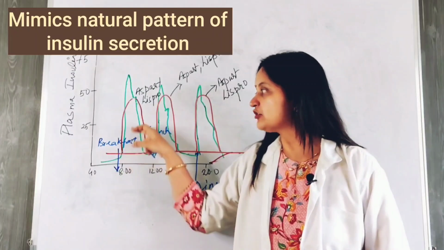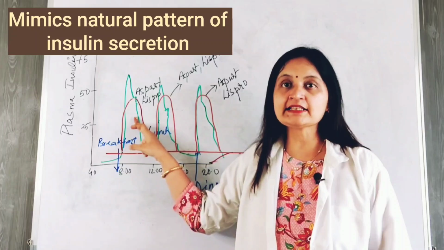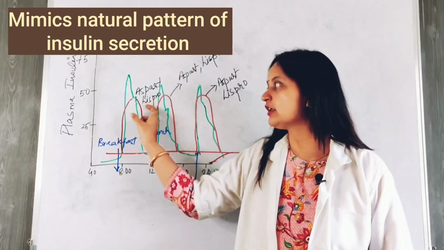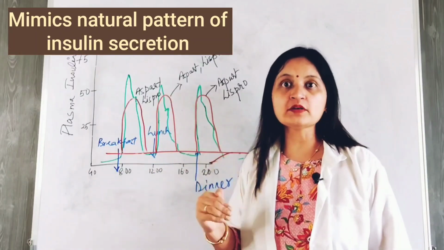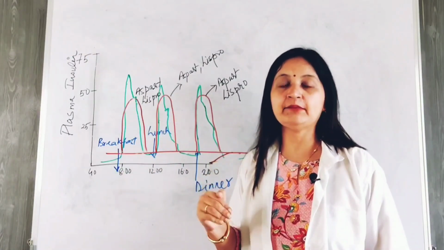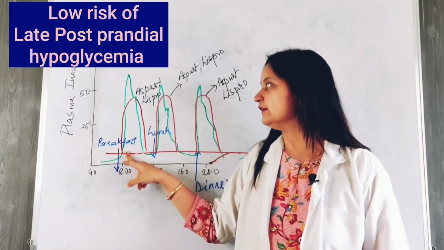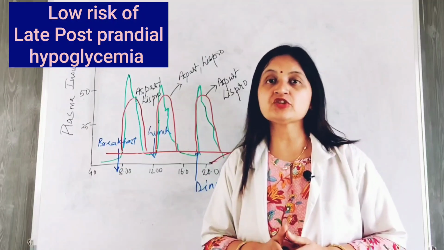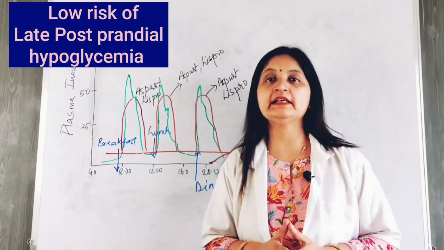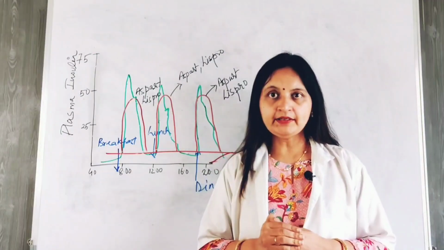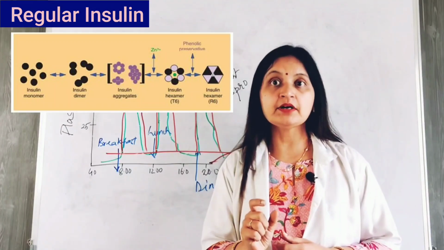So this closely matches with the natural pattern of insulin secretion. It acts as a bolus insulin secretion, a high dose of insulin just after meals, and this helps to lower the glucose surge, reduce the spike in blood glucose level and prevent postprandial hyperglycemia after the meals. Now, since the insulin analogs closely match the natural pattern of insulin secretion, there is low risk of late postprandial hypoglycemia.